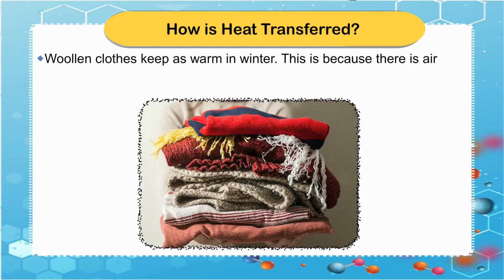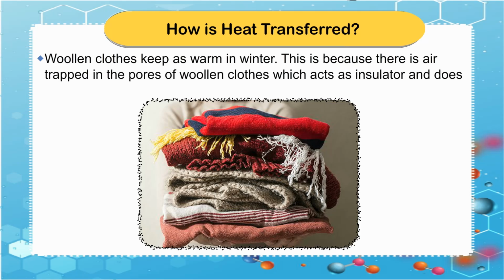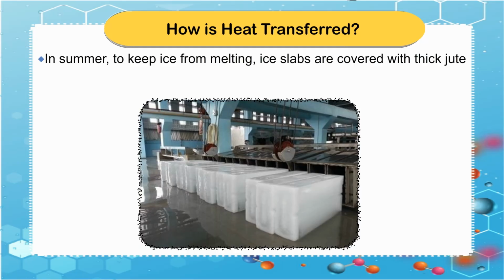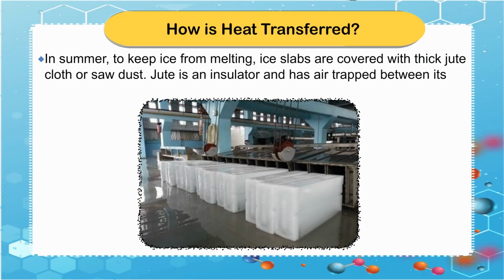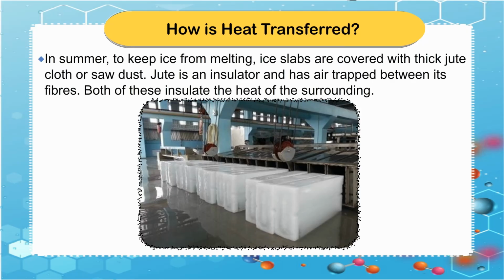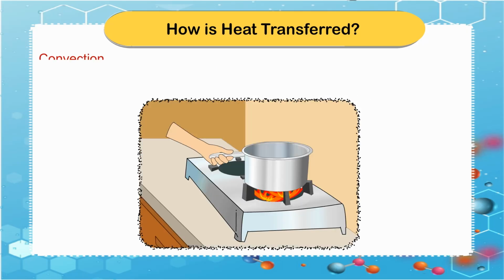Woolen clothes keep us warm in winter. This is because there is air trapped in the pores of woolen clothes which acts as an insulator and does not allow body heat to escape out. In summer, to keep ice from melting, ice slabs are covered with thick jute cloth or sawdust. Jute is an insulator and has air trapped between its fibers. Both of these insulate the heat of the surrounding.